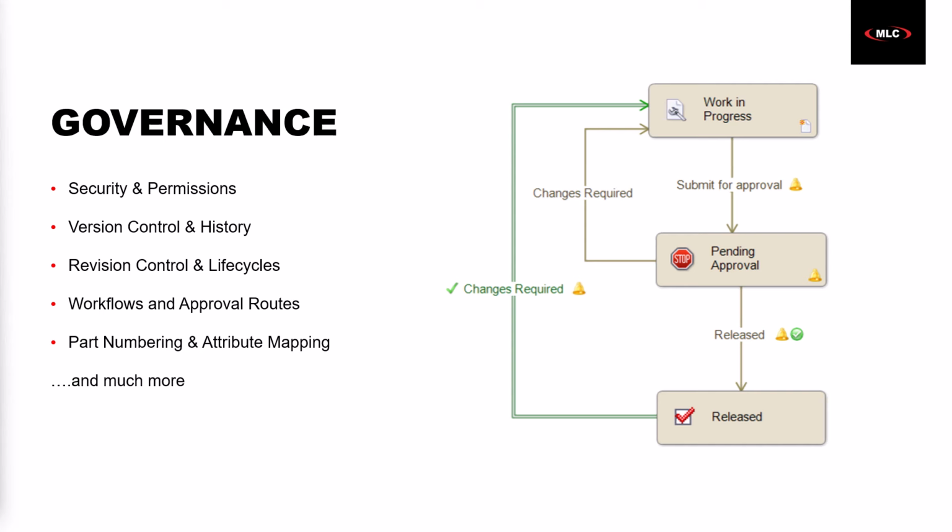When I create and check in a new part into the system, it enters the work in progress state. In this state, all engineers have permission to check out and modify that file until it's submitted for approval. And at this time, an engineering manager receives a notification that the file is now awaiting review. He can kick it back for changes or approve the file for manufacturing.